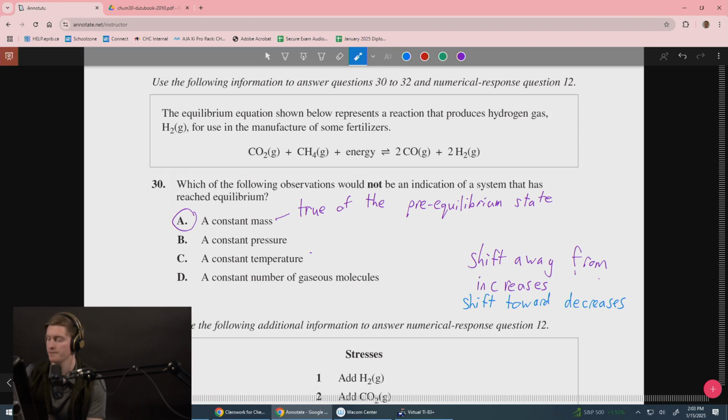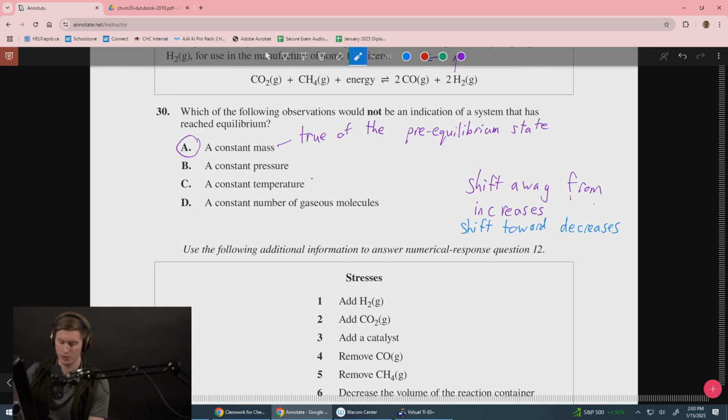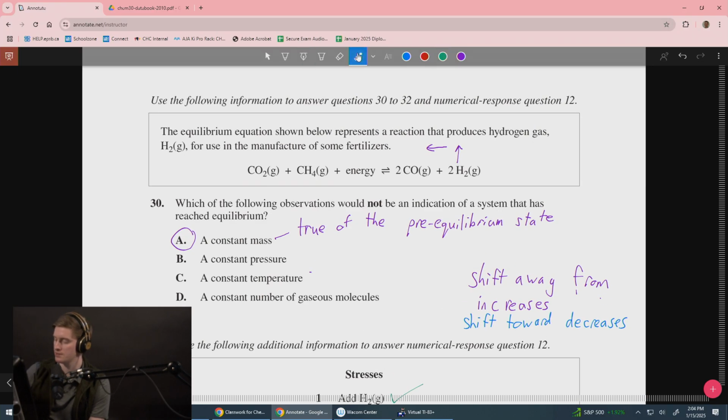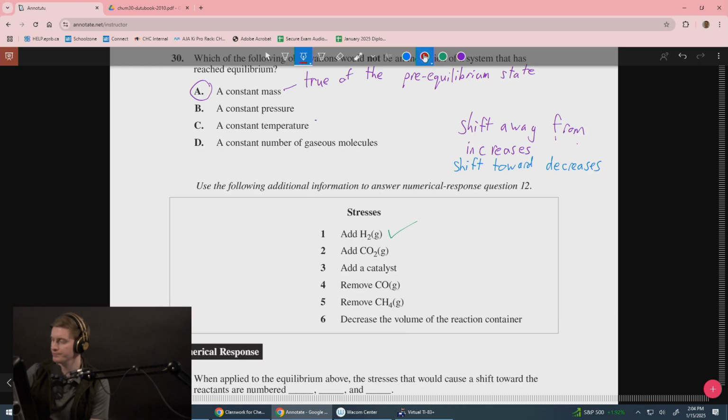Let's take a look again. We're going to add hydrogen gas. That was our first stress. If we add hydrogen gas, we will shift away. So we'll go up and away. Add hydrogen gas, shift away to the other side. That will shift towards the reactants. So I'm going to put a check mark here. If we add carbon dioxide gas, then this would increase, and we would shift away from our increase, which means we would shift towards the products. So 2 is not it.